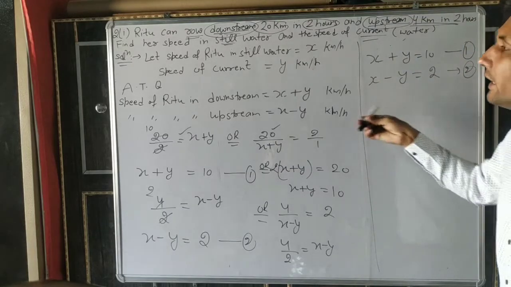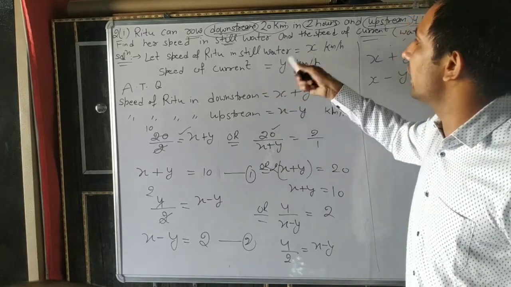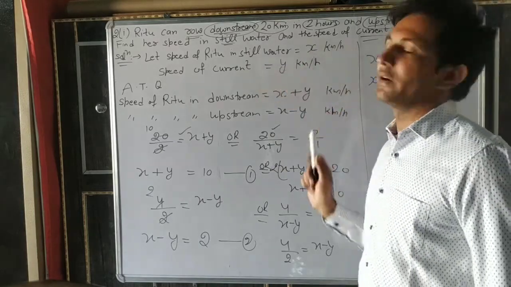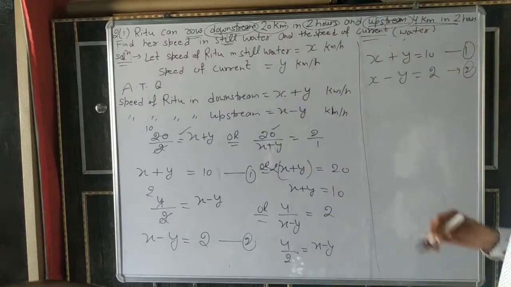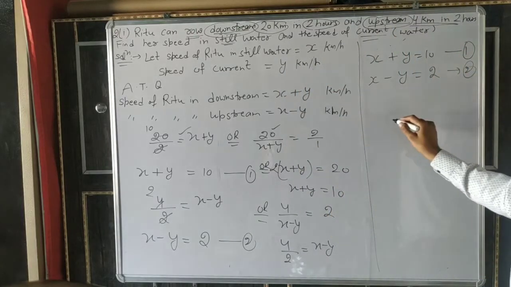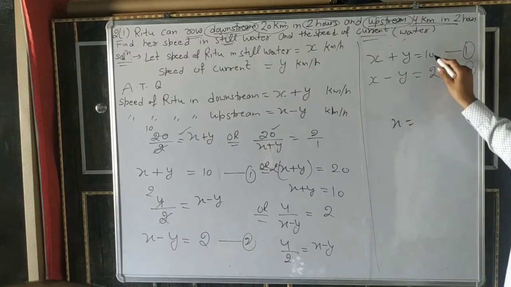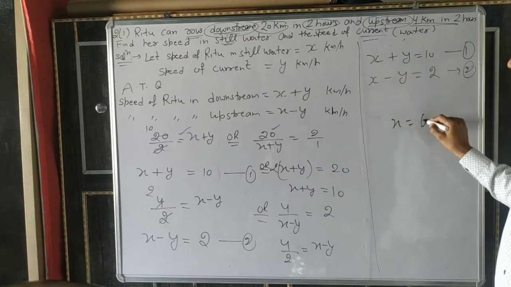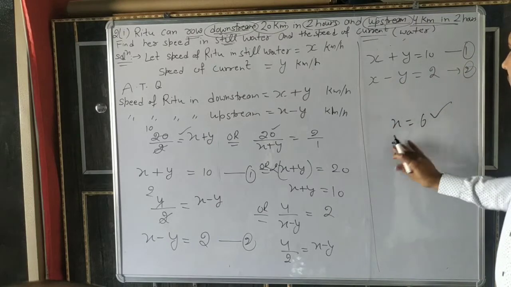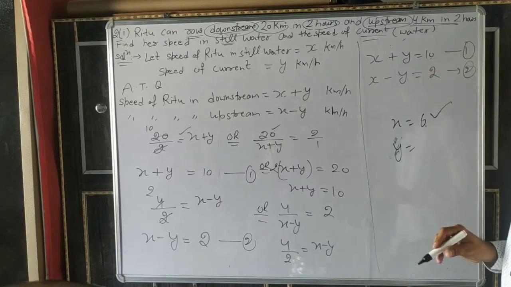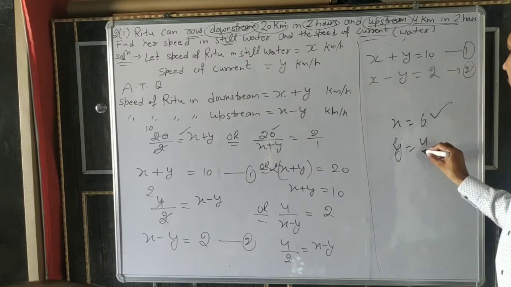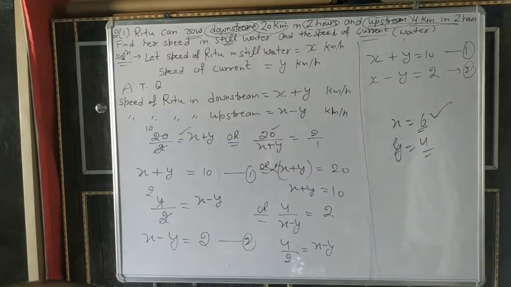Understand here? X is the speed in still water and y is the speed of the current. Okay? X is the speed of Ritu. I am telling you, x will come 6 plus 2, 12, 12 divided by 2, 6 comes. And then y: put x equal to 6 in equation 1. So it comes 4. It is your answer. You can verify also.